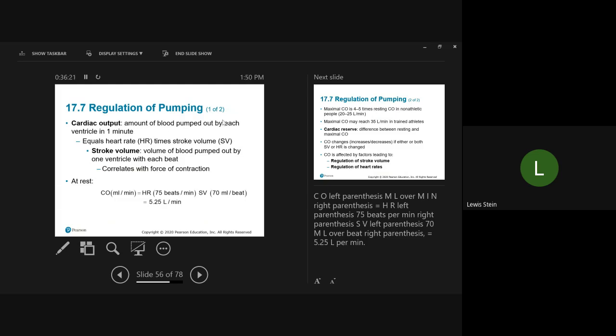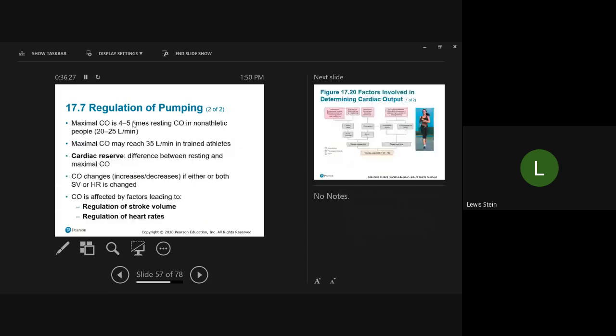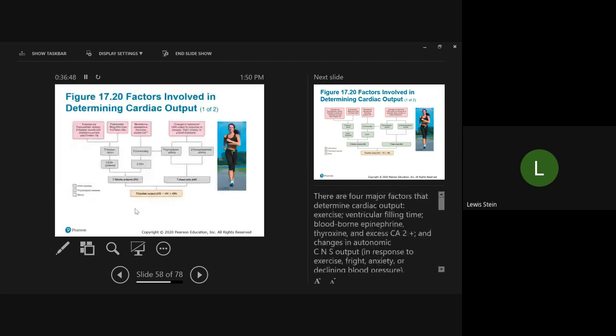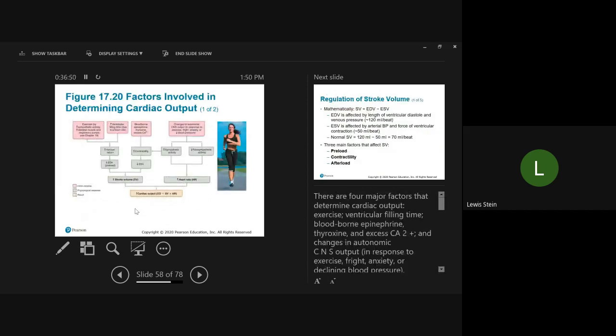So heart rate and stroke volume, that's the very famous formula. You should know that for cardiac output. So 4 to 5 times resting in non-athletic people. Trained athletes, now you're up to 7 times or 8 times. Cardiac reserve is that big difference that's there. And so the output is affected by the stroke volume and the heart rate. Those are the two features that are in it. So it's pretty straightforward, and you can look at that chart.